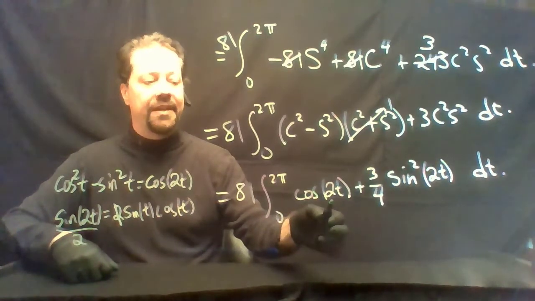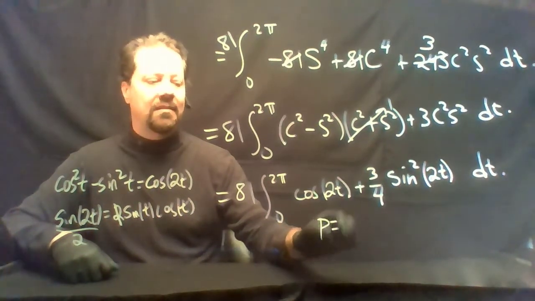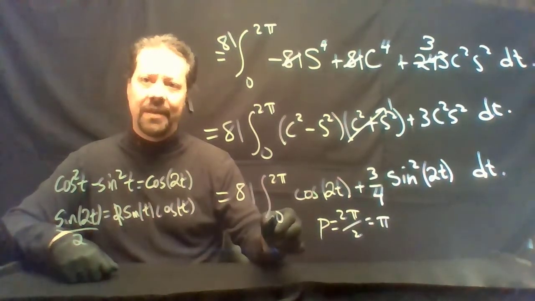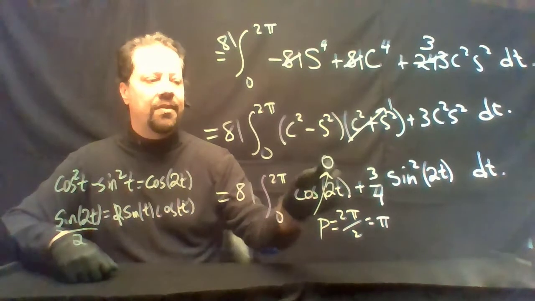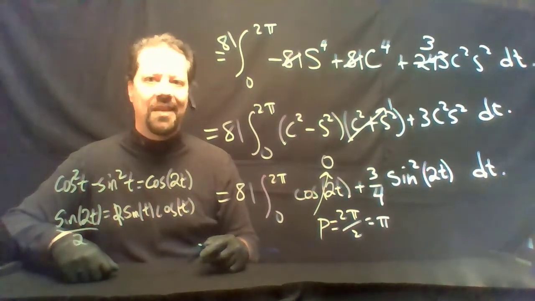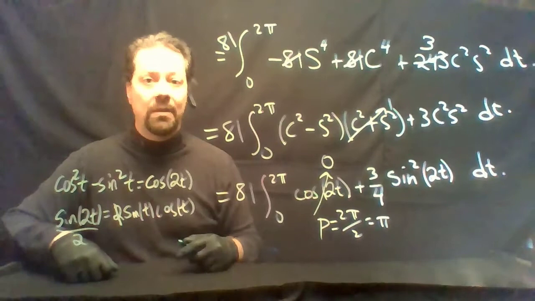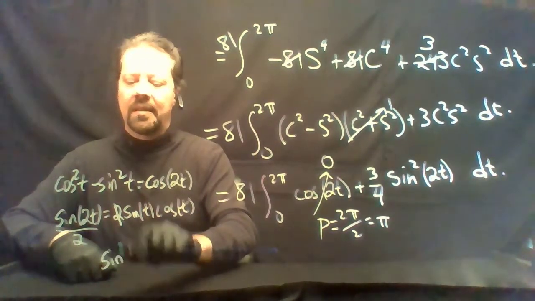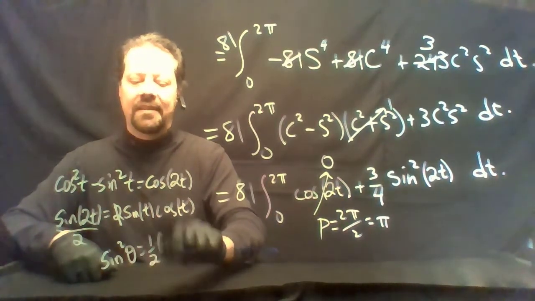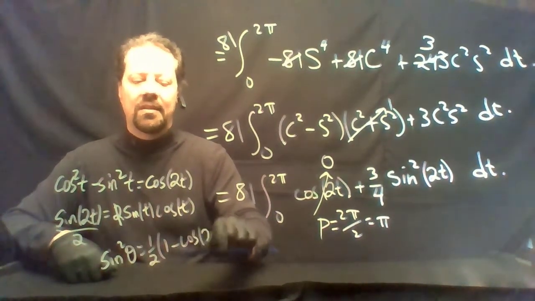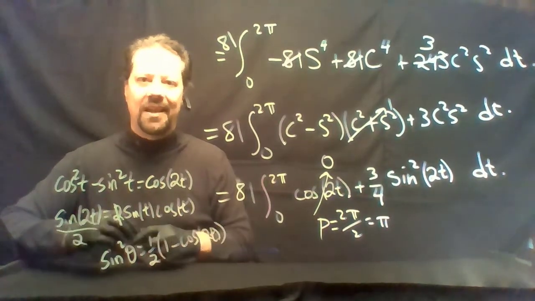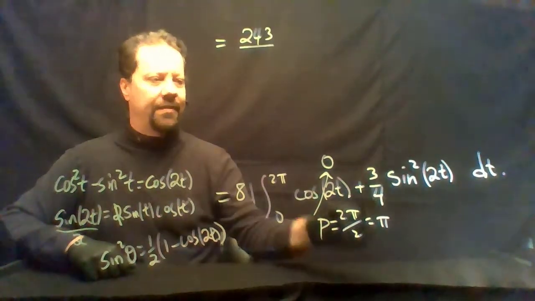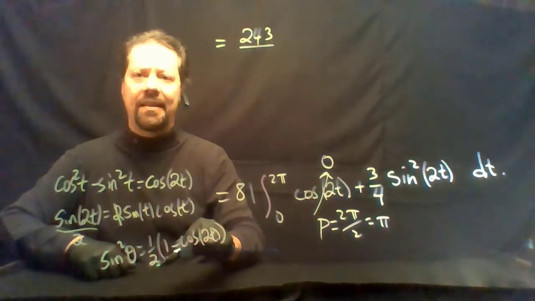Now, the period of cosine 2t is pi. And we are integrating over 2 periods. So the first term should contribute nothing to the answer. The second term will contribute something, and there we need to use a half angle identity. Sine squared theta is 1/2 times 1 minus cosine 2 theta. 3 times 81 is 243. We have this 4 coming out, but it's going to be hit by another 2.